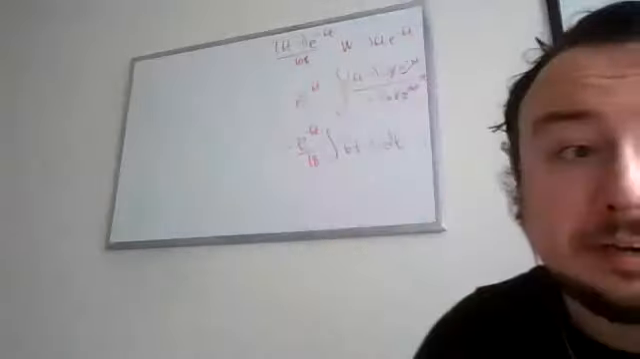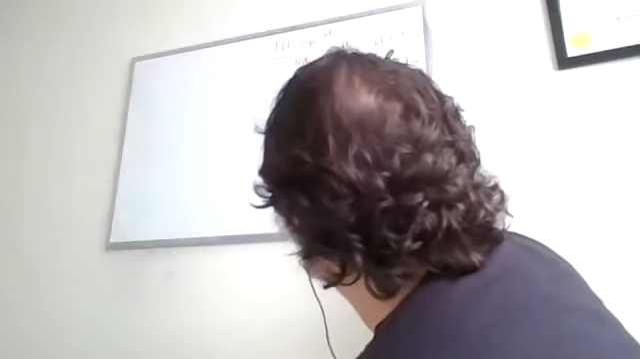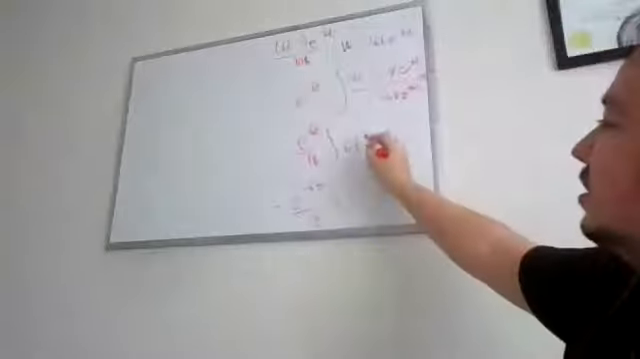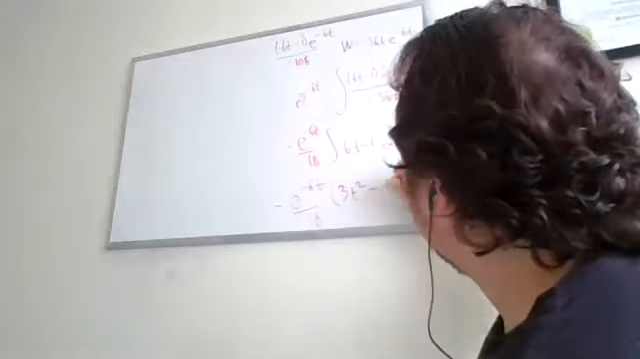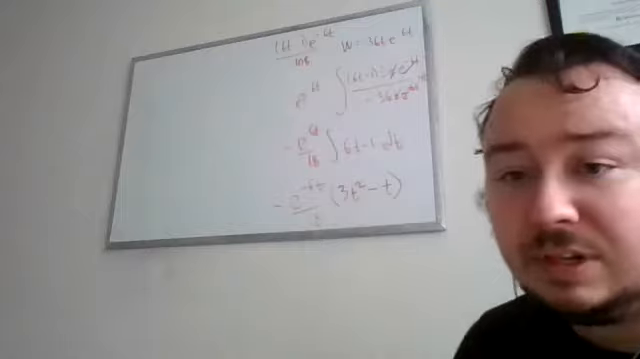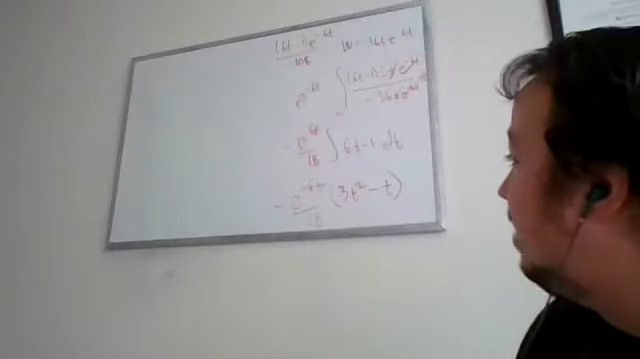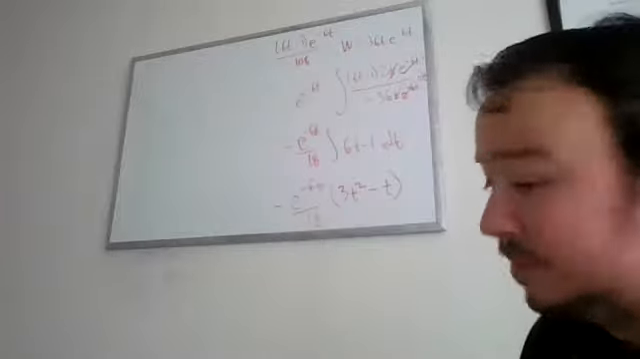Those are never too hard to integrate. So when we integrate this, we have negative e to the negative 6t divided by 18. And if I integrate this, I raise this to the second power and divide. So I have 3t squared. And then this will be minus t right there. Okay, so there is our yp, the second half of yp.